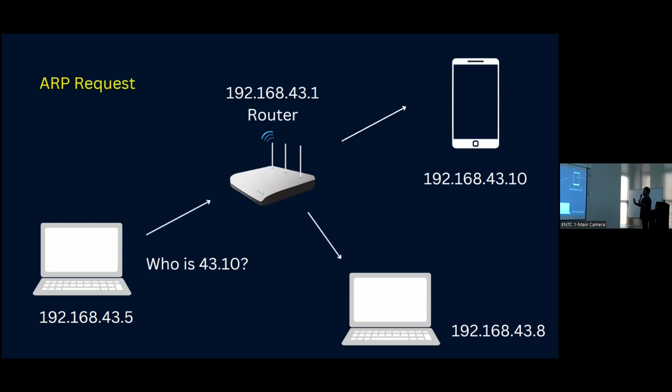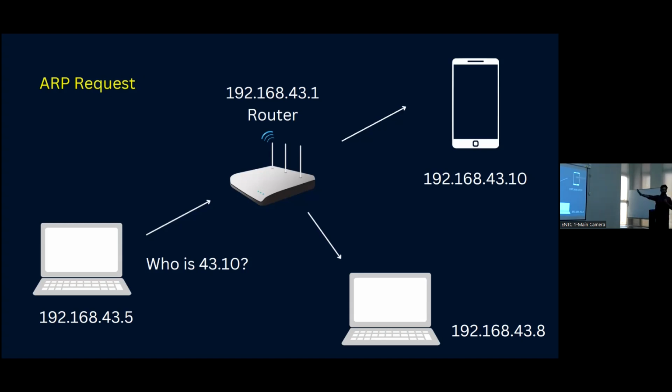Now assume this device wants to communicate with the phone. Let's say you want to send a message. I told you that they cannot communicate yet. They have to know their MAC addresses. So how do they get the MAC address? That is why we need ARP, Address Resolution Protocol.